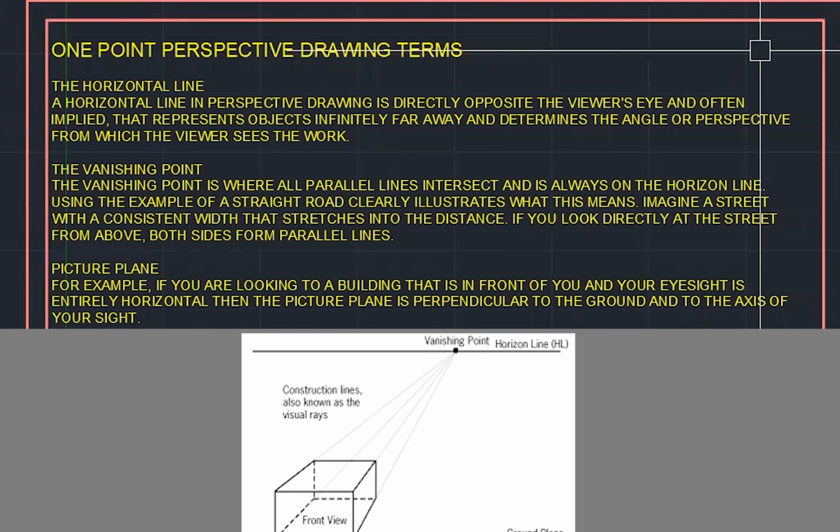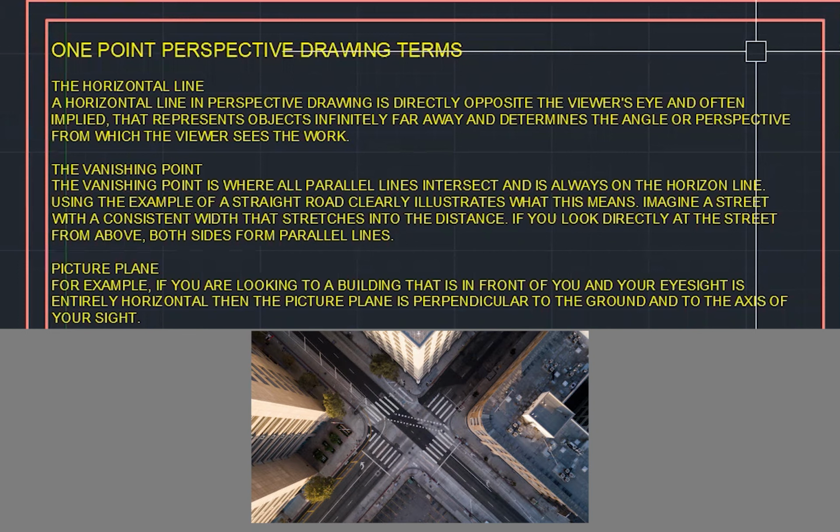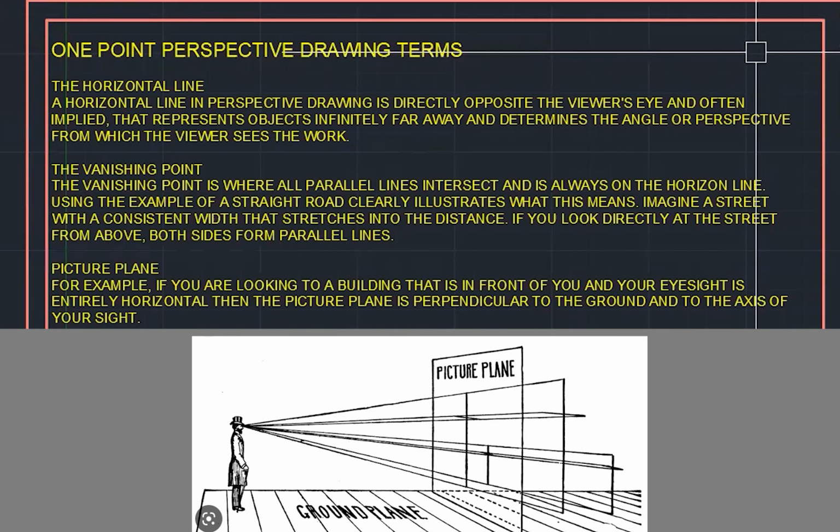Using the example of a straight road clearly illustrates what this means. Imagine a street with a consistent width that stretches into the distance. If you look directly at the street from above, both sides are parallel lines. Picture plane. For example, if you are looking at a building that is in front of you and your eyesight is entirely horizontal, then the picture plane is perpendicular to the ground and to the axis of your sight.